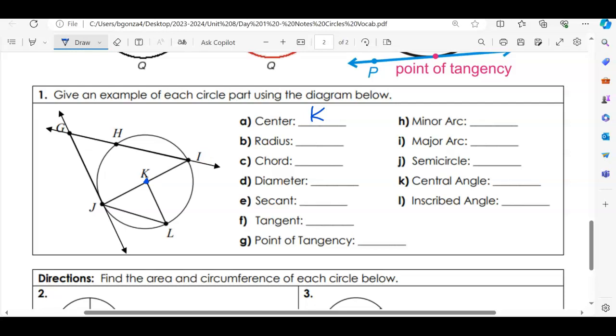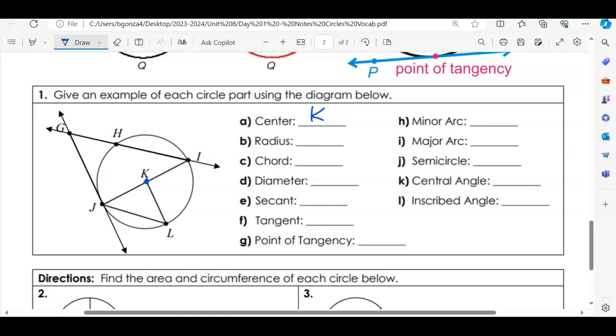So in this picture, do you see a segment from the center to the edge? What would those 2 points be? Okay, 2 points from the center to the edge. Yeah, so from K to either J, or from K to I, or from K to L. There's more than one radius in this picture.